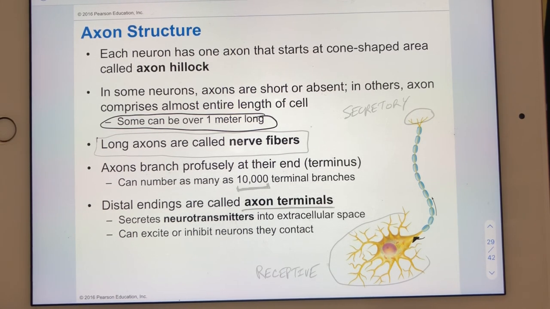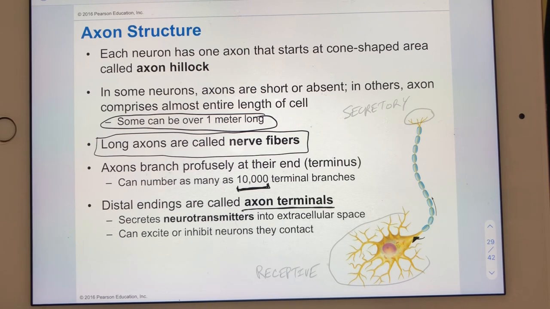Some authors will refer to especially long axons as nerve fibers. I will not. I think that's a little bit confusing, so I tend not to use that phrase, unless we're at a place where I know it's no longer going to confuse you. Axons at their distal end branch and branch and branch, terminal branches. Despite the illustration, a single neuron could have thousands of terminal branches. At the terminus of each of those branches is an axon terminal. I've also seen axon button or baton. And at least most neurons secrete neurotransmitters from or across the plasma membrane at these axon terminals.